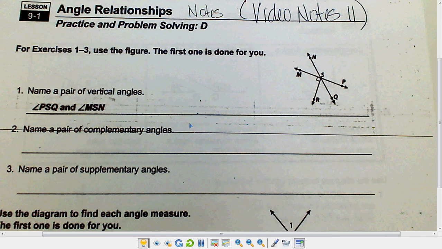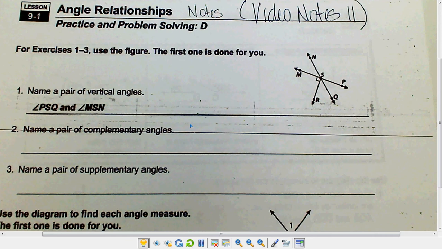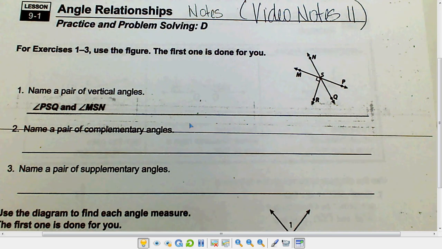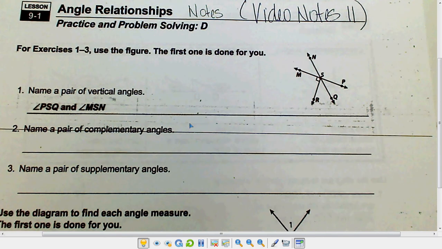Okay, now we're going to do the second part of video notes 11, which is going to be on the note sheet that you received in class today. We're going to start on the side that says practicing problem solving D. Make sure that you have your sheet and that you are on this side of the sheet with us. We're just going to go through all of the examples on this and do them together. All you have to do is do the examples with me and then come in class ready to practice tomorrow.